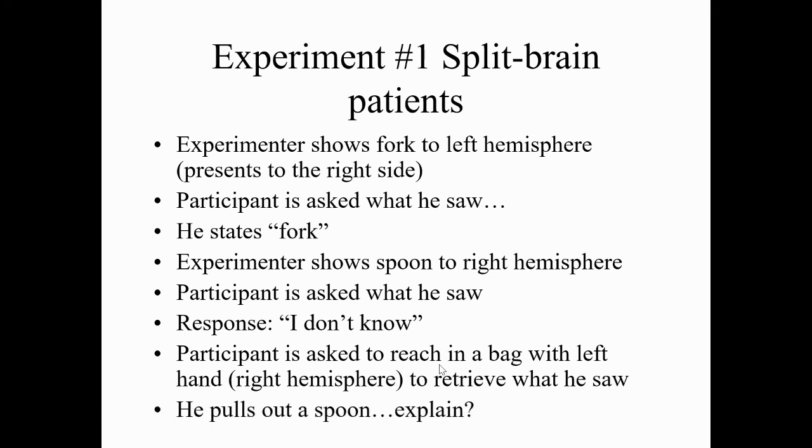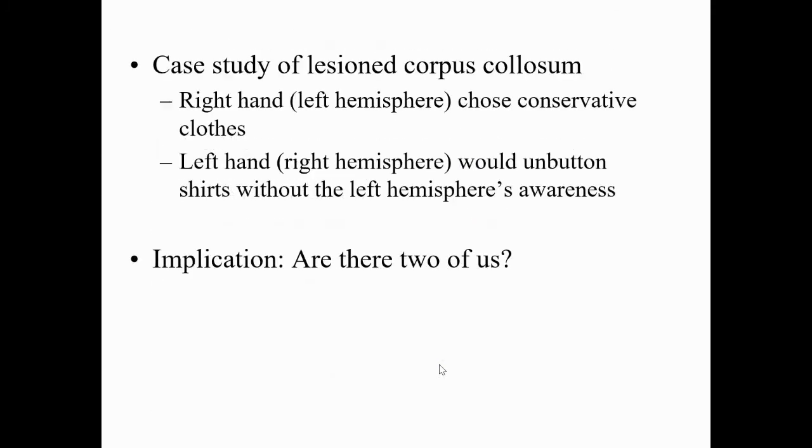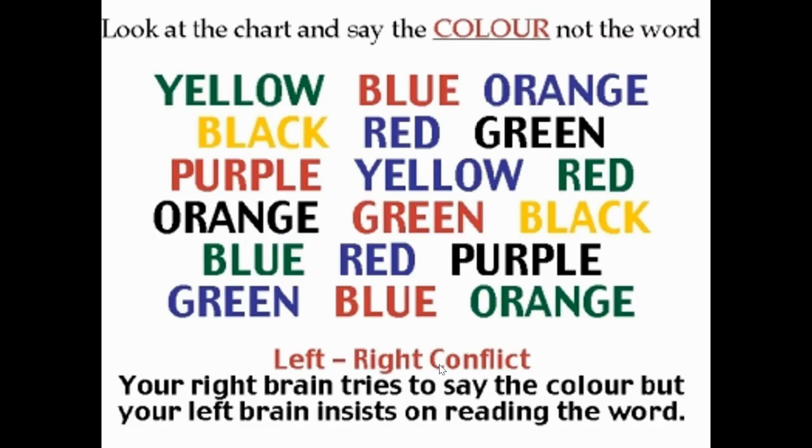Hit pause and read that. So hit pause and do this. Say the color of the word, not the word itself. So here you would say green, red, blue. And it's really hard to do at first. Supposedly, it's a left and a right brain conflict.